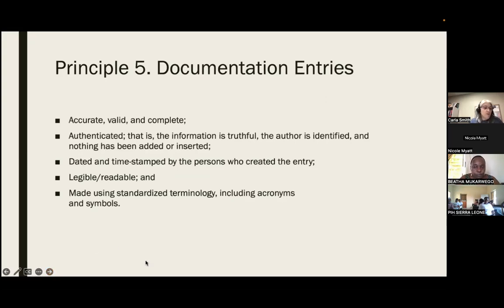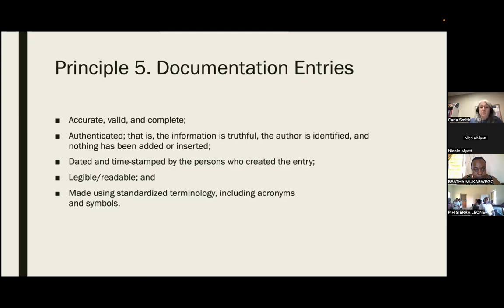When we talk about the documentation entries, this is what we actually write in there with our notes. This also includes provider orders. It's very important that our documentation is accurate and complete. It's truthful. We need to be able to identify who the author is and be assured that nothing has been added or asserted after the fact. It needs to be dated and time-stamped by the person who created the entry.